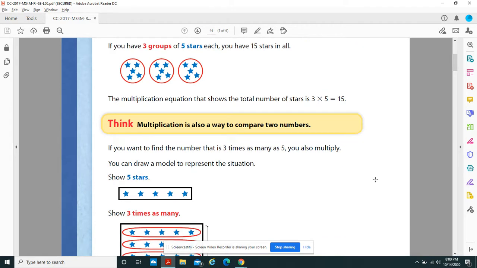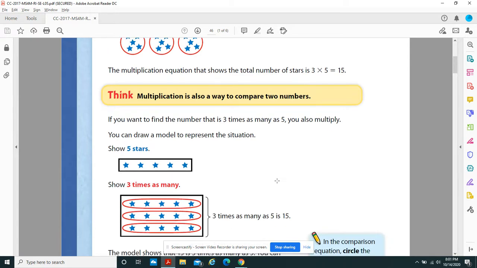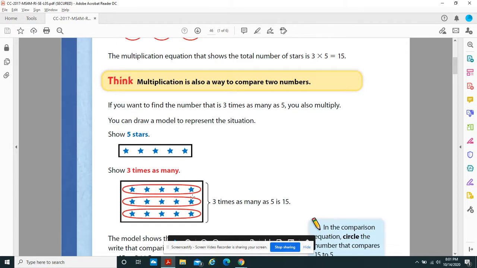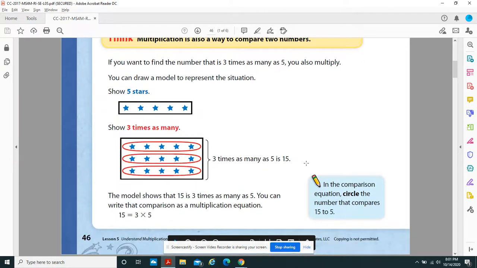Multiplication is also a way to compare two numbers. If you want to find the number that is 3 times as many as 5, you also multiply. You can draw a model to represent the situation. So the first thing we do is we show 5 stars, 5 stars in each group. To show 3 times as many, we draw the same model 3 times. The model shows that 15 is 3 times as many as 5.